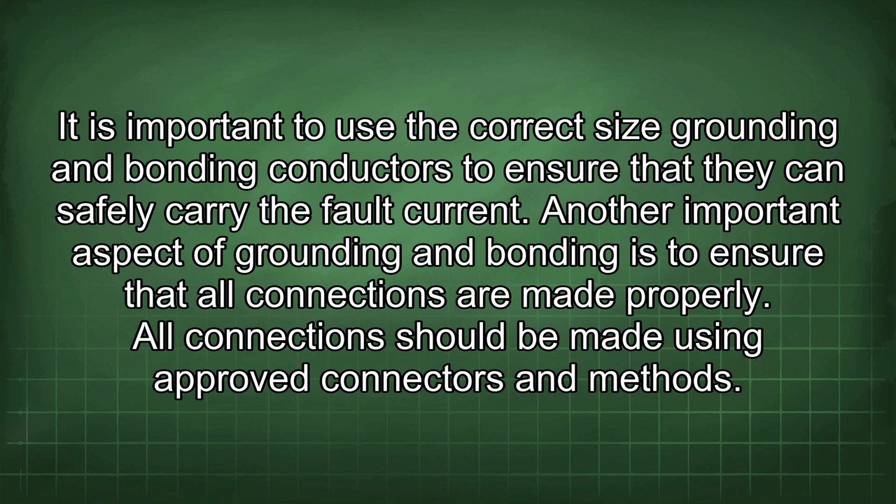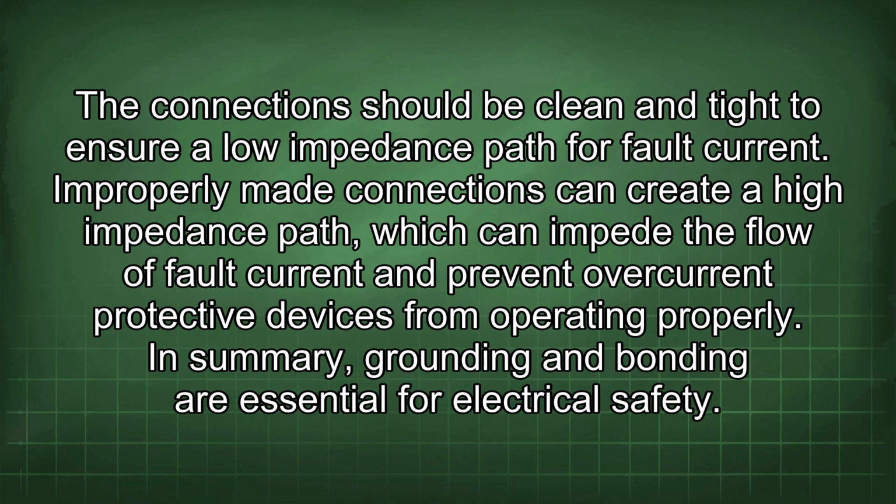Another important aspect of grounding and bonding is to ensure that all connections are made properly. All connections should be made using approved connectors and methods. The connections should be clean and tight to ensure a low impedance path for fault current. Improperly made connections can create a high impedance path, which can impede the flow of fault current and prevent overcurrent protective devices from operating properly.